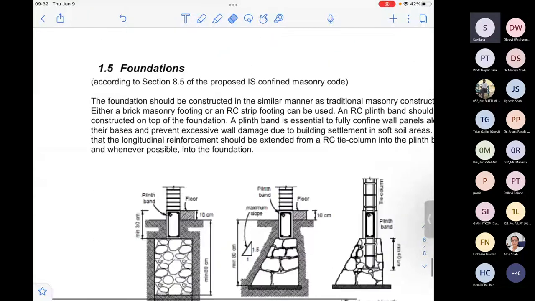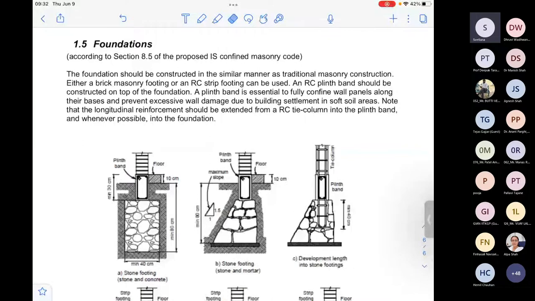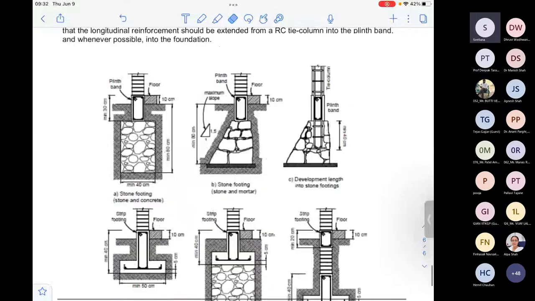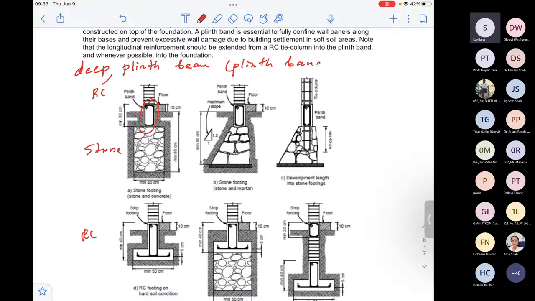The last section is about foundations. We look at interesting foundation solutions at the IIT Gandhinagar campus. What is shown here is that it is okay to have all kinds of foundations, ranging from stone to, of course, reinforced concrete, so the extremes are stone or RC foundations. But what is critical is to have a relatively deep plinth beam or plinth band, RC of course, which is necessary. That is very critical.